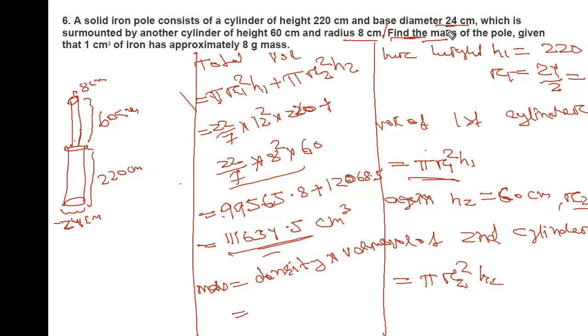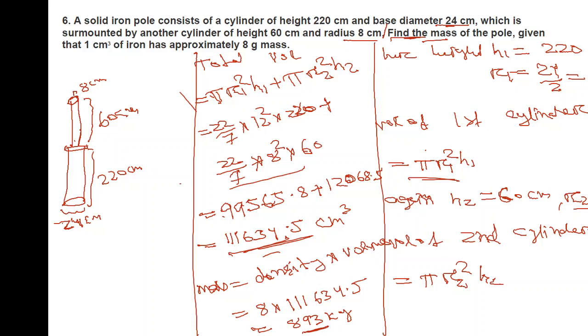Density is equal to 1 cm cube equal to 8 gram, it is saying. So you can write 8 into volume. We have already found the volume. Volume you can write 11164.5. Now after calculation it will be in gram, then you can convert that to kg. So it will be equal to 893 kg. So it will be equal to approximate value. Okay, so this is your solution.